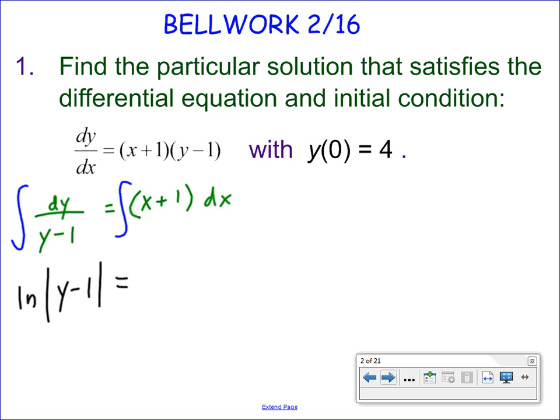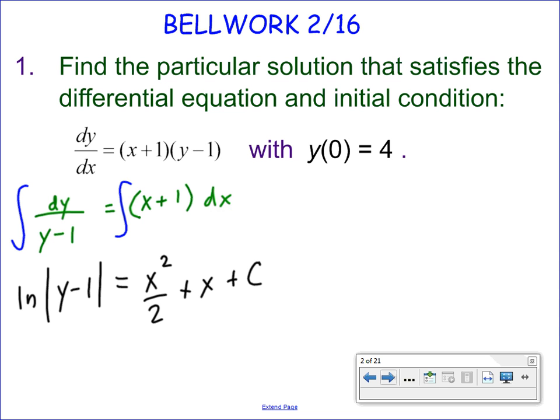On the right-hand side, we're going term by term, x squared over 2, is that right? x squared over 2 plus x and plus c, so we have to have our constant of integration, right? And by putting it on the independent variable side, we just have to do a single one.